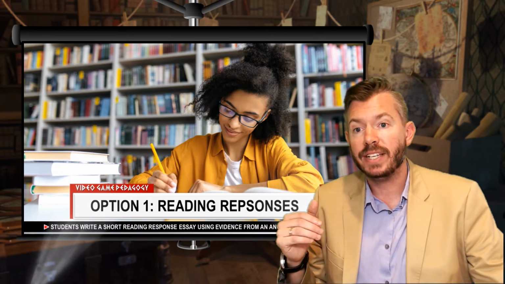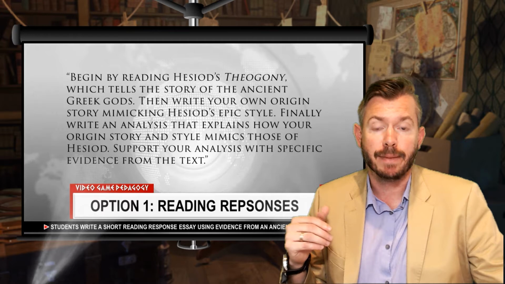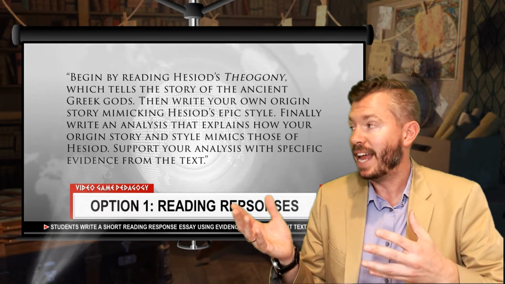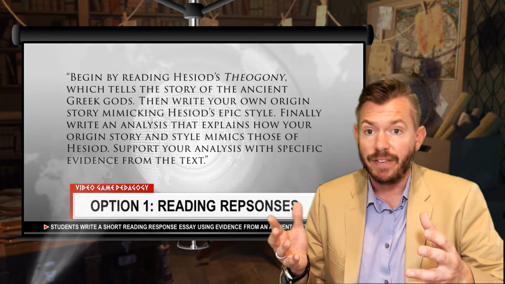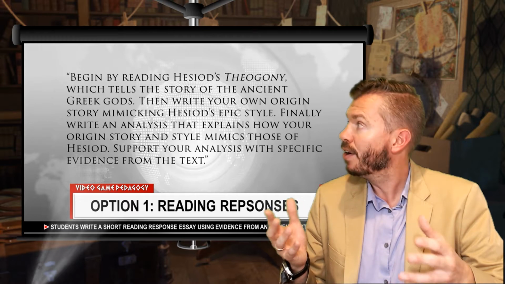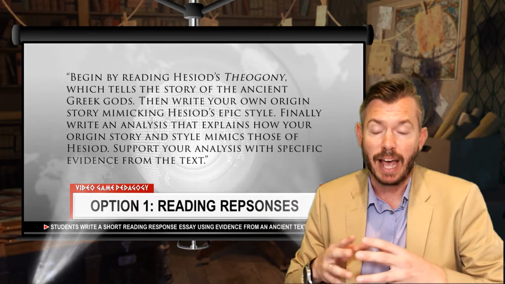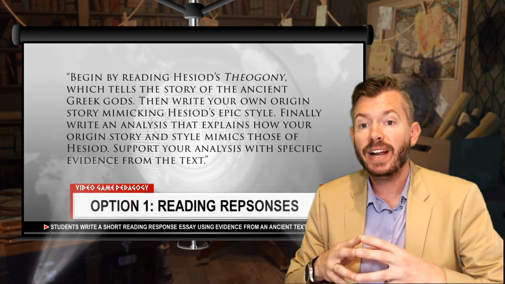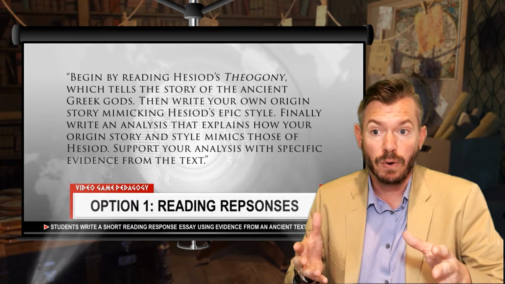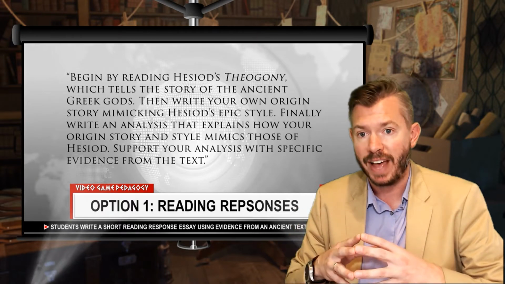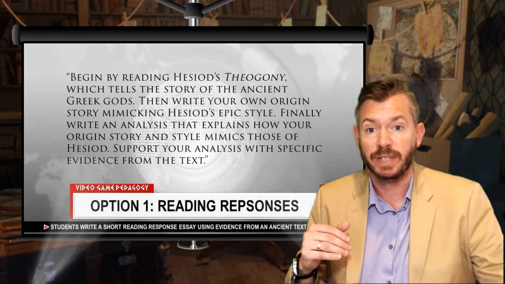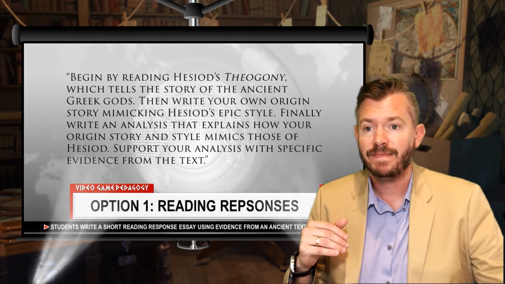An example of one of these questions from my first module might be something like this. Begin by reading Hesiod's Theogony, which tells the story of the ancient Greek gods. Then write your own origin story, mimicking Hesiod's epic style. Finally, write an analysis that explains how your own origin story and style mimic those of Hesiod. Support your analysis with specific evidence from the text.